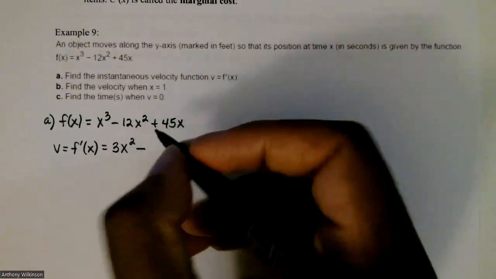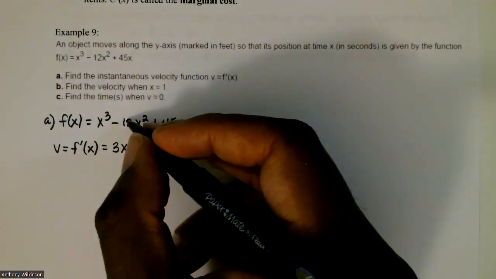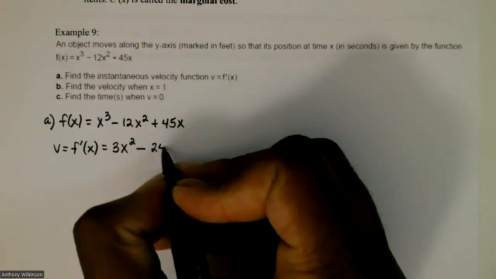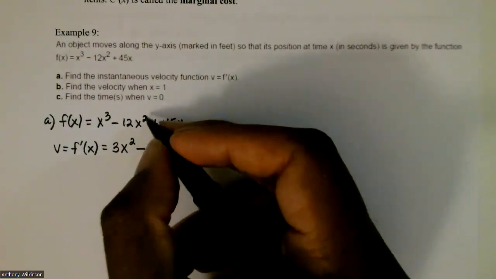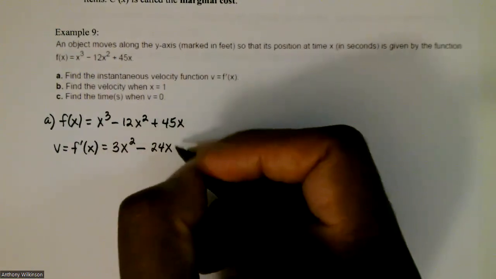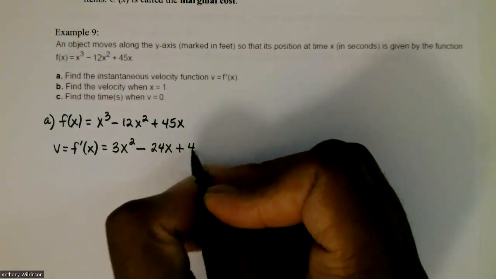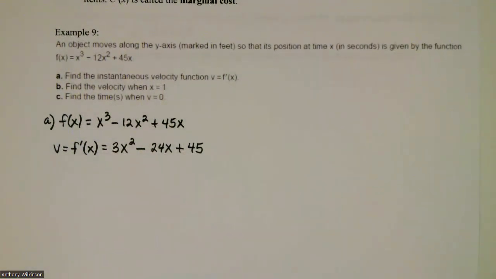And then minus, bring this exponent of 2 in front of the 12, multiplied by 2. 12 times 2 will be 24. Copy the x over to the 1 less power. 2 minus 1 would just be the understood 1. And for 45x, its derivative would just be the constant itself, 45. So here, your velocity function is going to be 3x squared minus 24x plus 45. So that's part A.